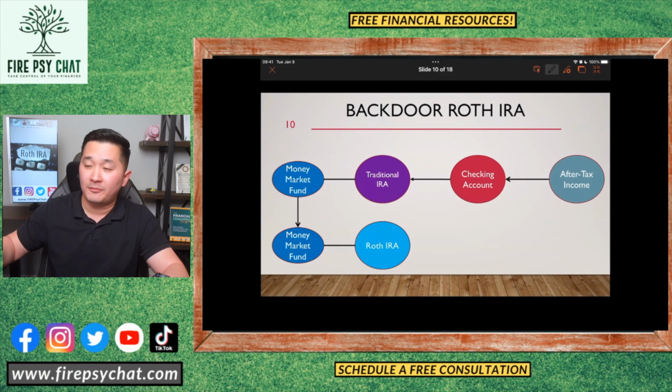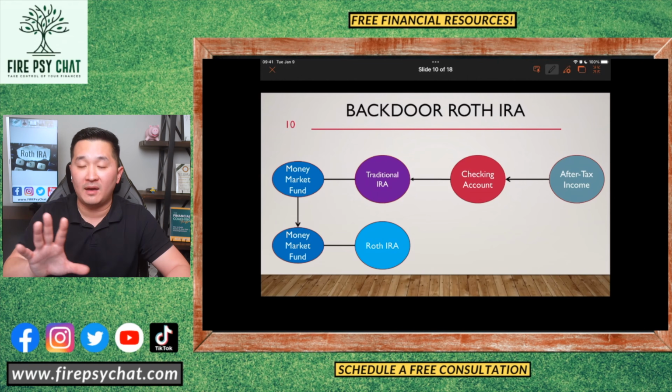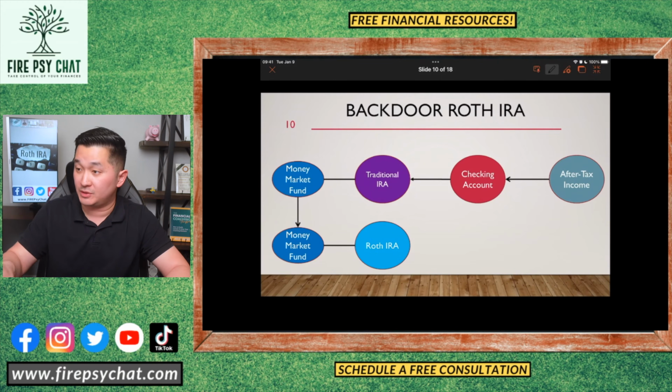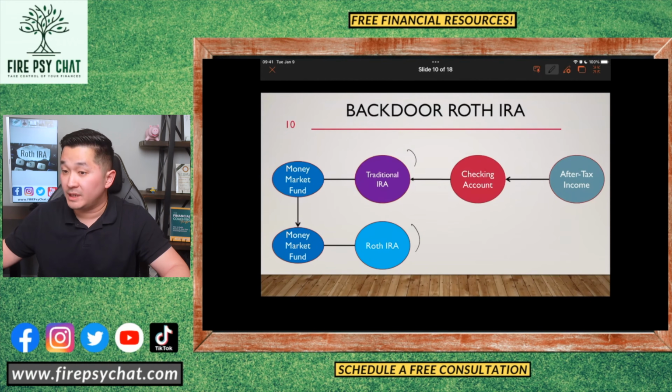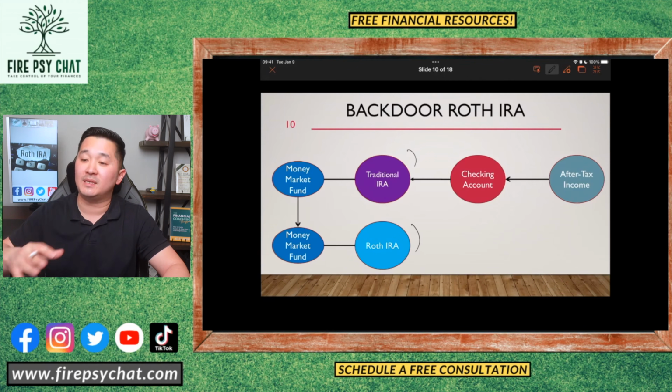So, the first step is to have two IRA accounts. You see how this is different from what I showed you earlier, right? You need to have a traditional IRA and a Roth IRA with the same broker right here. And so if you have Fidelity, then open both accounts with Fidelity. If you have Schwab, then have both accounts with Schwab to make things easier.